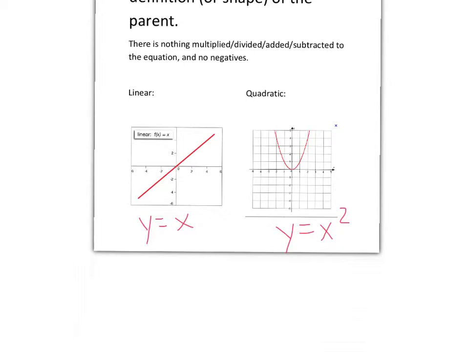It's the simplest form. We know that quadratic has a square term. It's a parabola, a U-shaped figure. It's going through the origin, and it's opening up. And again, the parent function is y equals x squared.